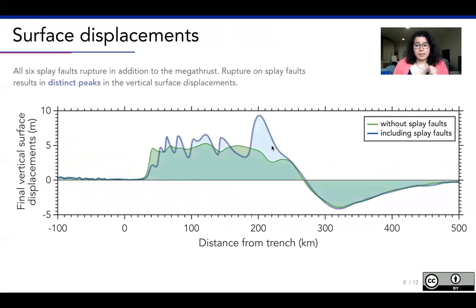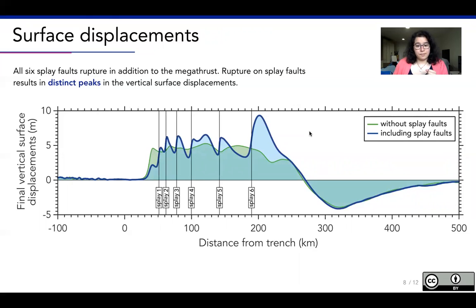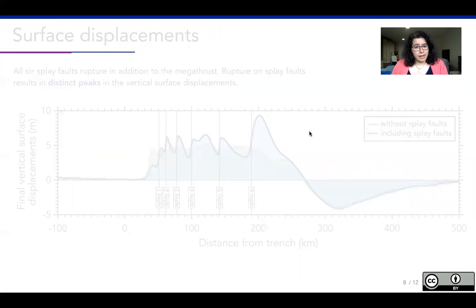And then if we plot the model including splay faults, we see these quite high peaks, as you can see here. And these peaks correspond to the surface expression of the splay faults. So rupture on splay faults actually increases the amount of vertical surface displacements, as was indeed what we had expected. Now, how does this influence the tsunami?